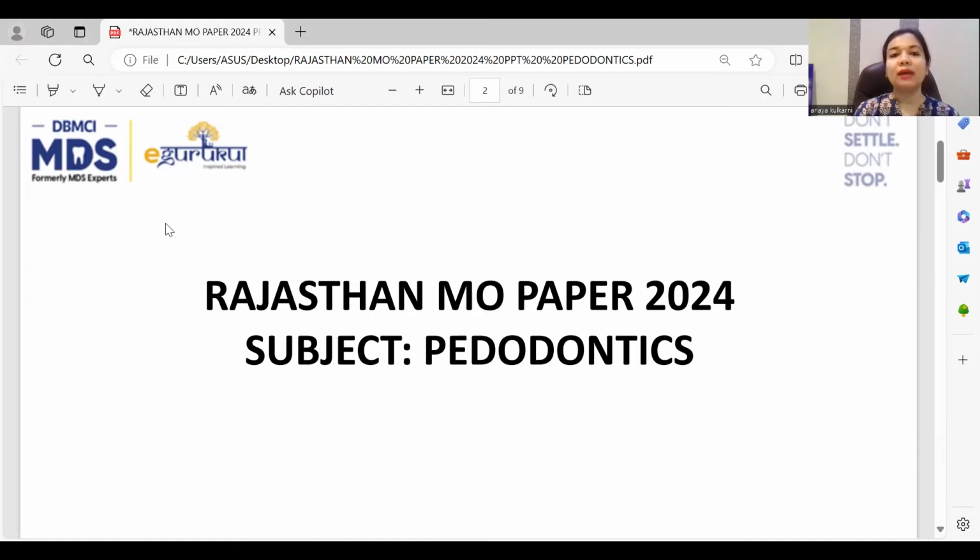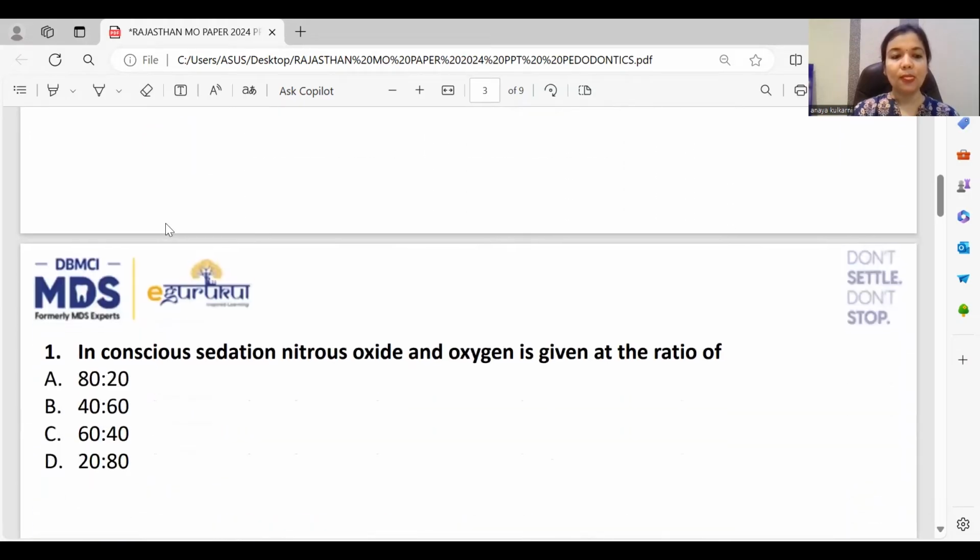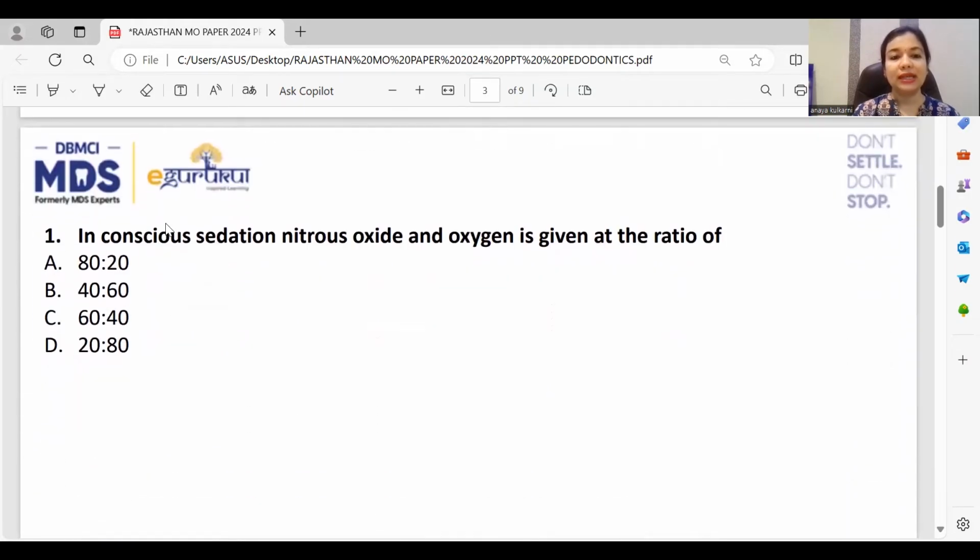In the Rajasthan MO paper this year, we had only three questions related to pedodontics. So we are going to just discuss these three questions. Simple questions, very easy questions. So let's just go through. The first question that was asked was, in conscious sedation, nitrous oxide and oxygen is given in the ratio.